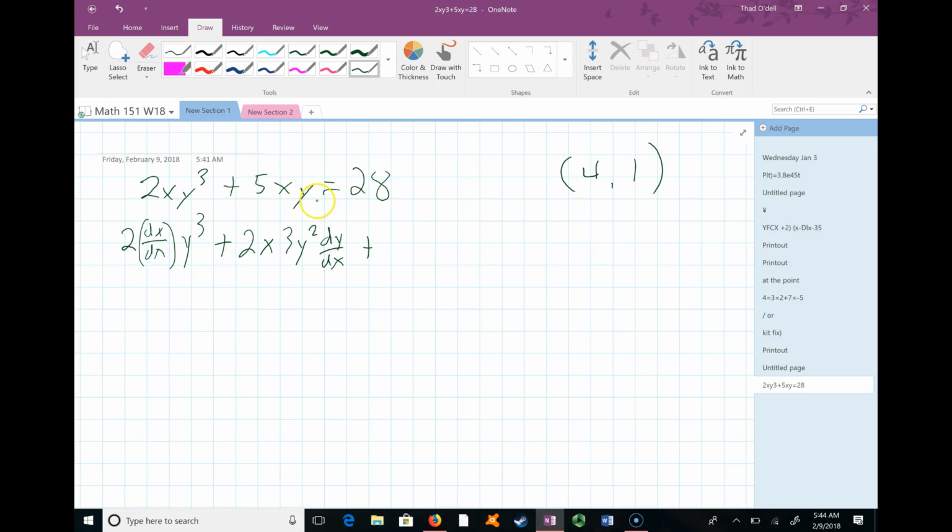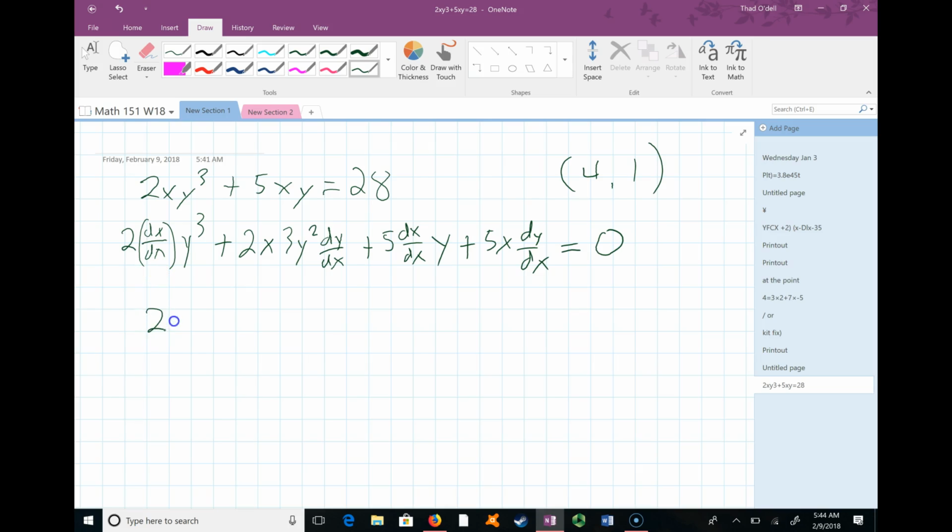plus, now take the derivative of 5xy. The derivative of 5x is 5 dx times y plus 5x times the derivative of y, which is dy/dx. And finally, derivative of 28 is 0. Okay, so now you go through and look at all this, and the dx is just 1.